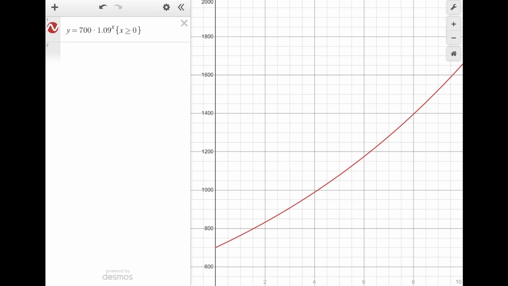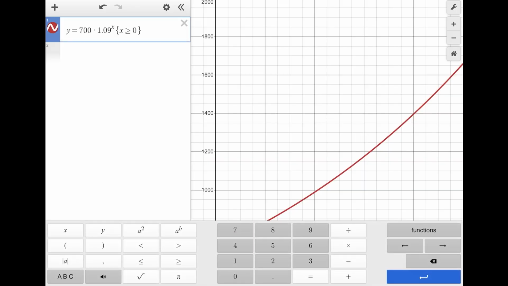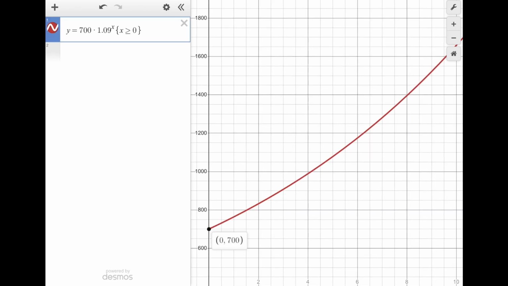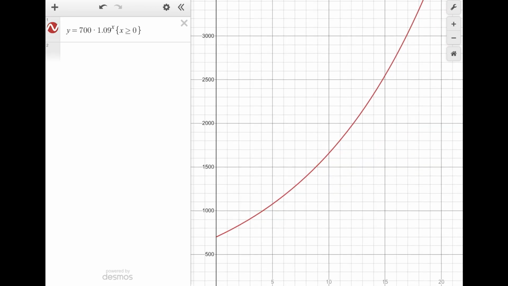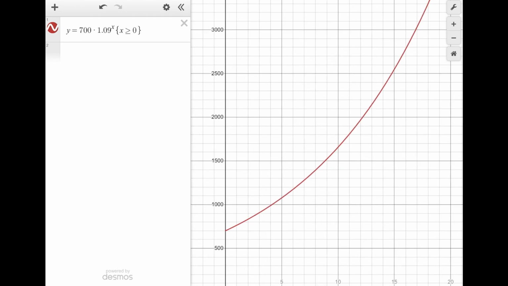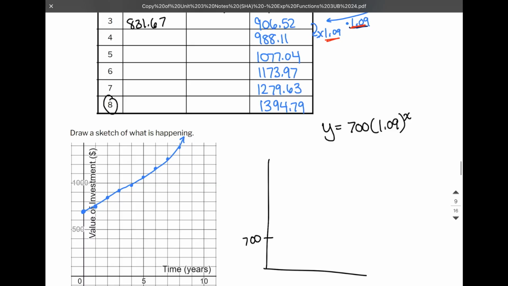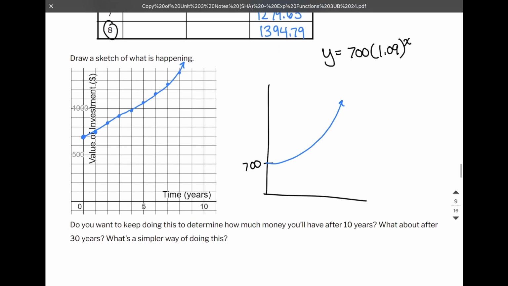Well, I want to show you on Desmos what this really is going to look like. So if you take a look here, I have y equals 700 times 1.09 to the power of x. And this is what it looks like here. It's starting at 700. And then if I were to zoom out on this, you can see here that this is definitely going to look like exponential growth, which makes sense because this is an exponential equation. Now, the growth isn't that fast because it's only 9% as opposed to like 20% or 100%. But regardless, it's still exponential growth. So we can say that it's going to look like this.